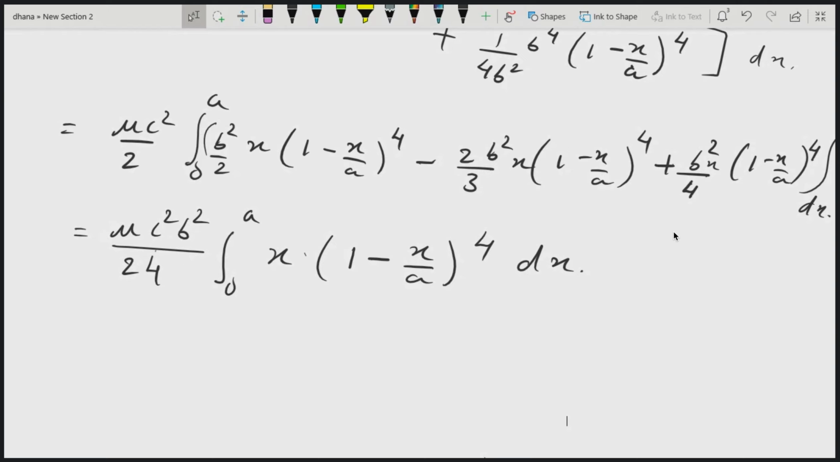Still calculating? Mu a square b square c square by 720. Okay, what you got? Mu a square b square c square by 720. What about others? All 40 students are there. What about others? Only Vishtesh has got the answer.